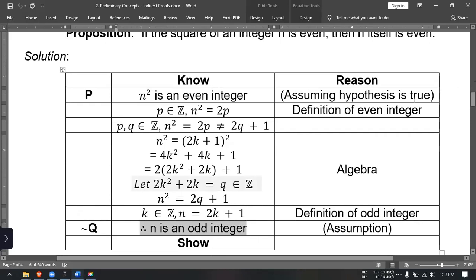Okay, so our conclusion is n is even, right? So its negation would be n is odd.